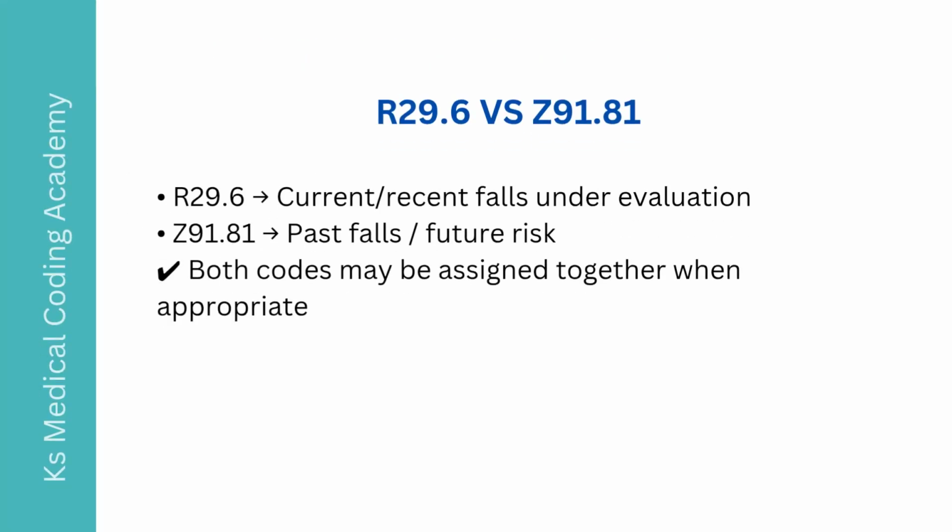R29.6 versus Z91.81. To summarize, R29.6 represents current or recent falls under investigation, while Z91.81 represents a history of falls and future risk. Both codes may be assigned together when documentation supports both conditions.